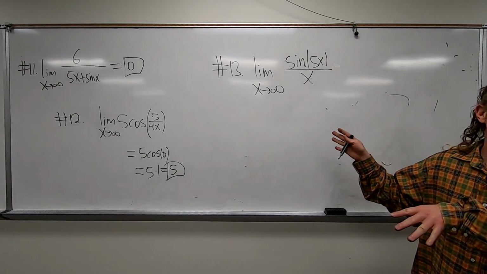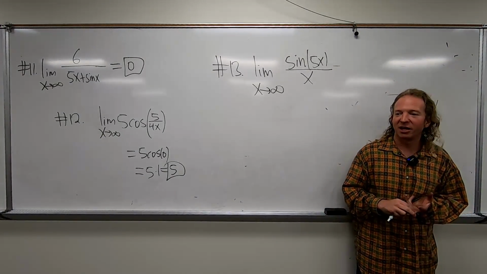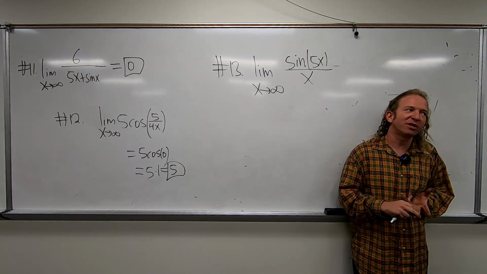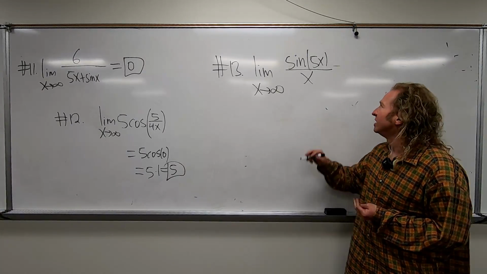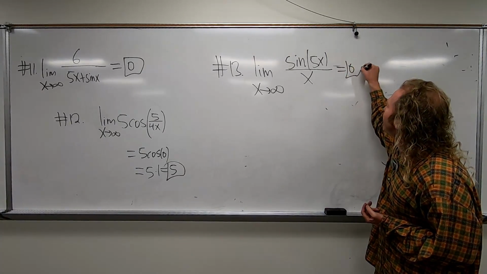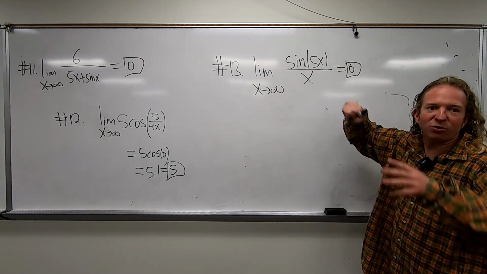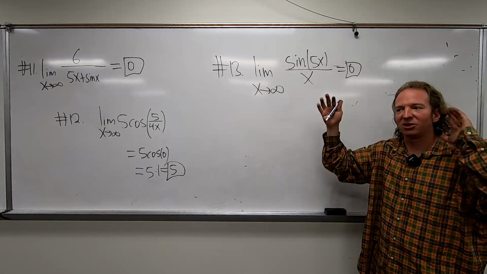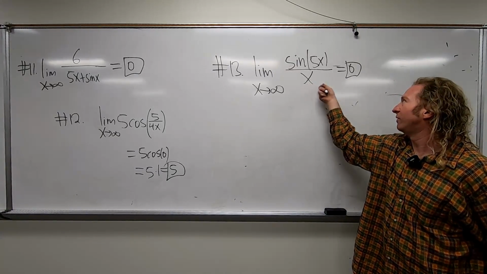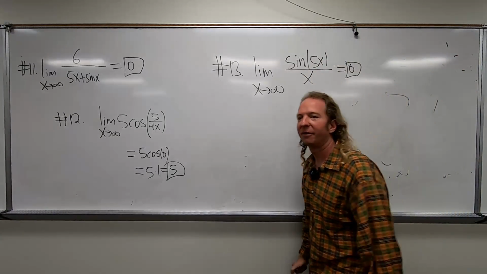There's a way to show work for this, but you can do it in your head. First, does anyone know what the answer is? 0. Yeah, it's 0, because sine of 5x is between -1 and 1, so it's not going to get super big, and x is approaching infinity.